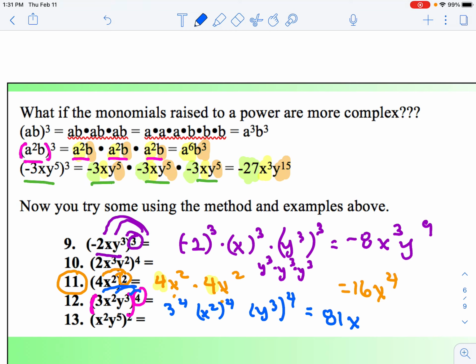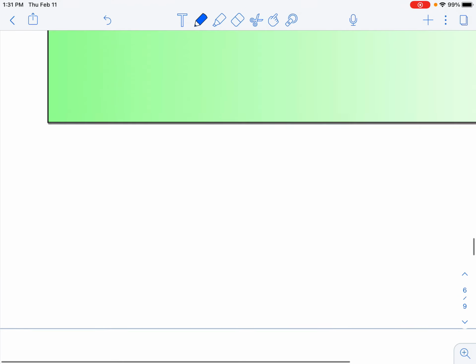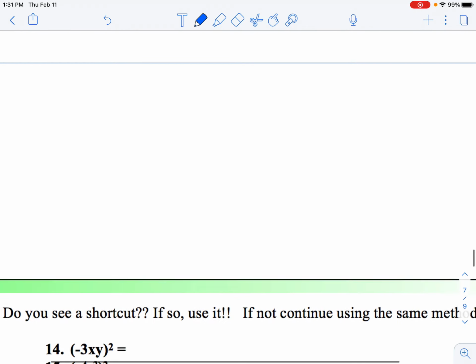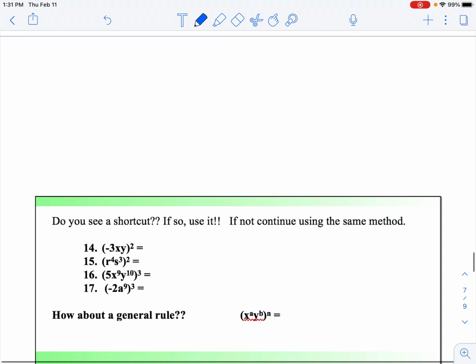Remember, a power to a power is more powerful, so you're going to multiply the exponents, and then y to the 12th power. All right, so here is this simplified, hopefully. There is a shortcut. What is the general rule? Well, I've been showing you that.